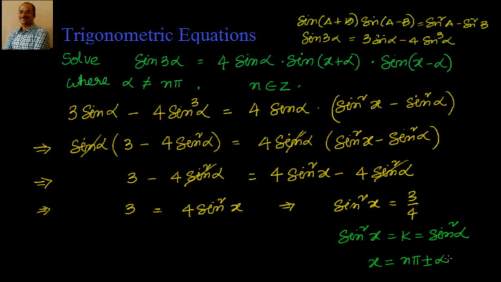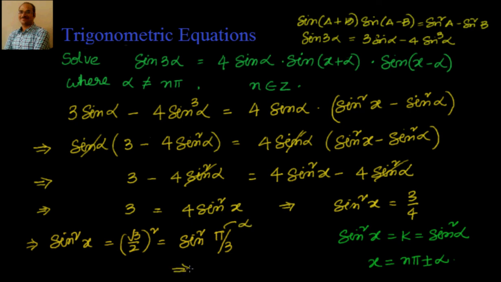By that I know that sin square x equal to 3 by 4, I can write it as root 3 by 2 whole square, that's nothing but equal to sin square 60 degrees or sin square pi by 3. Now sin square x equal to sin square alpha, where pi by 3 equal to alpha, your general solution is x equal to n pi plus or minus alpha, that's nothing but n pi plus or minus pi by 3. So this is the solution for this particular problem.